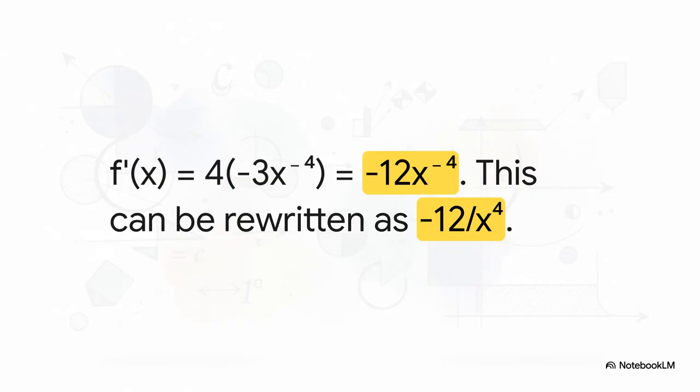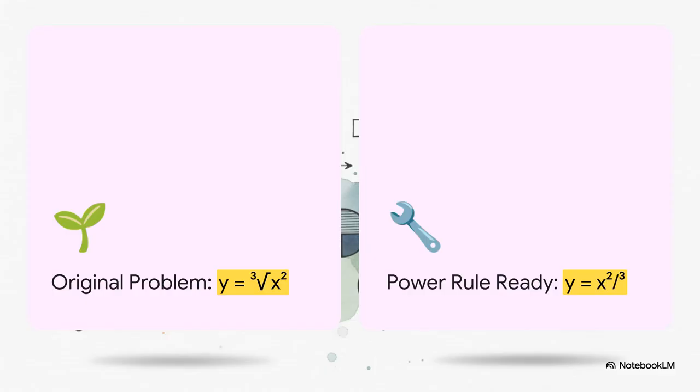And from here, it's just business as usual. The power rule works exactly the same way. We bring the negative 3 down, multiply it by the 4, that gives us negative 12. Then we subtract 1 from the exponent. Now, be careful here. This is a classic trip-up. Negative 3 minus 1 is negative 4. So we get negative 12x to the negative 4, which we can clean up and rewrite as negative 12 over x to the 4th.